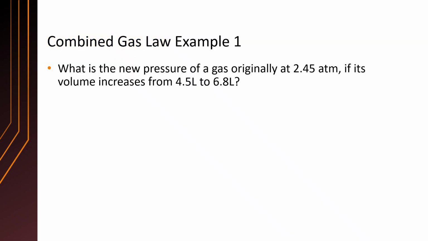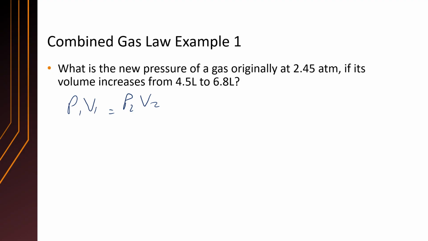Okay, so this one: what is the new pressure of a gas originally at 2.45 atm if its volume increases from 4.5 liters to 6.8 liters? So the combined gas law. Now, it doesn't mention temperature anywhere. Because of that, we can assume that the temperature stays the same. Sometimes it will even say, like, if the temperature is constant. But it's not mentioned here, so we can just ignore temperature from the equation.